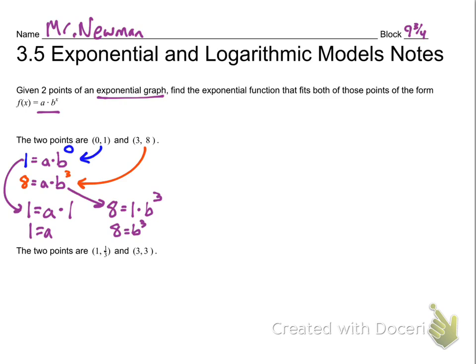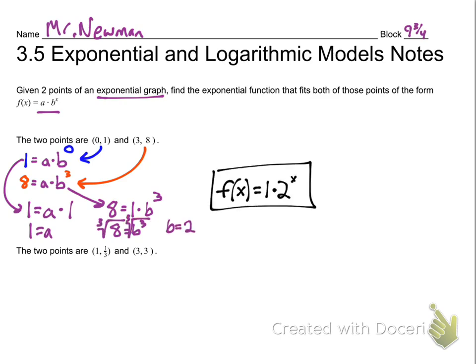A lot of students get mixed up here because we've just been doing logs and try to rewrite it as a logarithm, and they forget, oh, to undo a cube, we need to use the cube root. So cube root both sides, and b is equal to 2. So our function is 1 times 2 to the x. You could omit the 1, and that would be perfectly fine, just writing 2 to the x, and I'd do that in a later function.